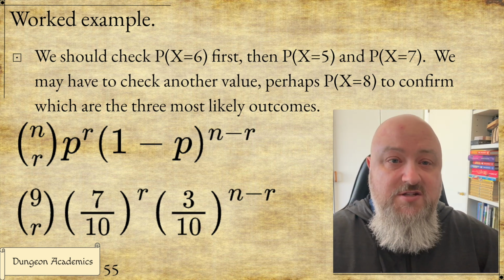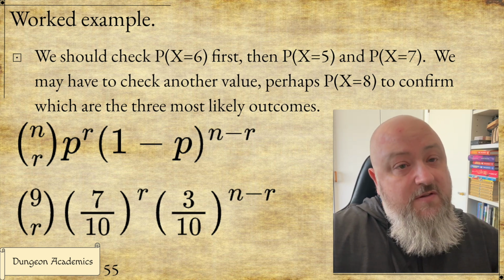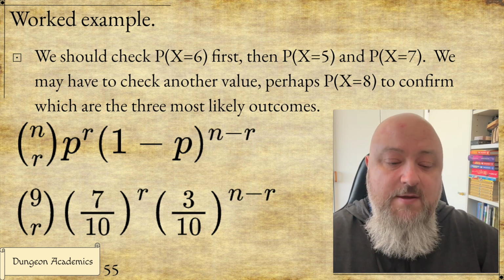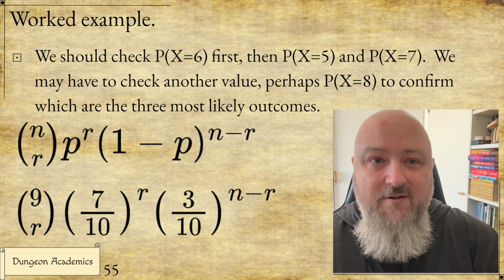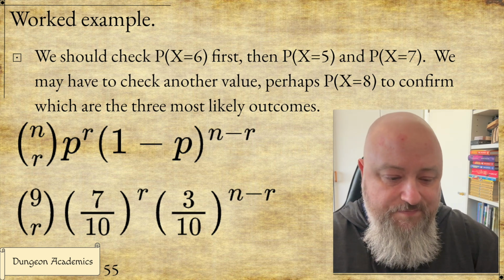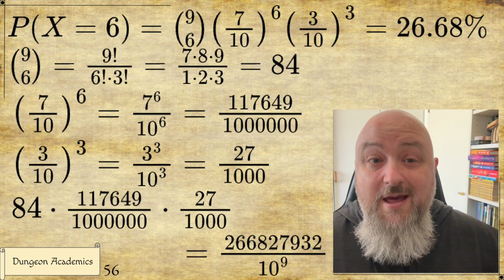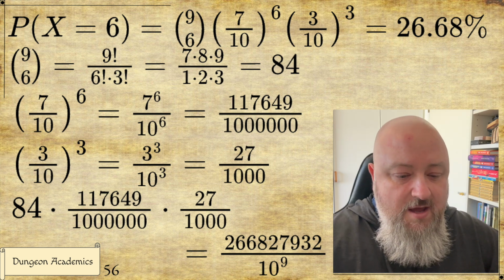And again, we can set up the formula. We've got n choose r at the start. We've got the probability of a hit multiplied by the number of hits, and then the probability of a miss multiplied by the number of misses, n minus r. Okay, there's a lot of numbers on this slide. Let's break down what's happening.